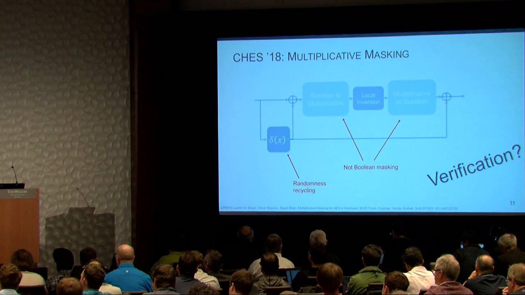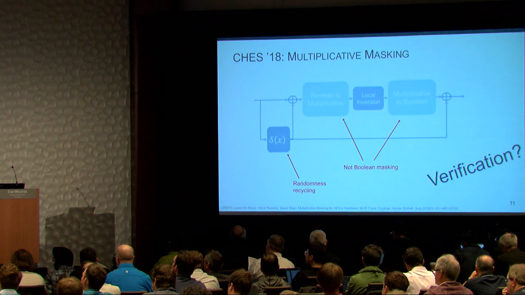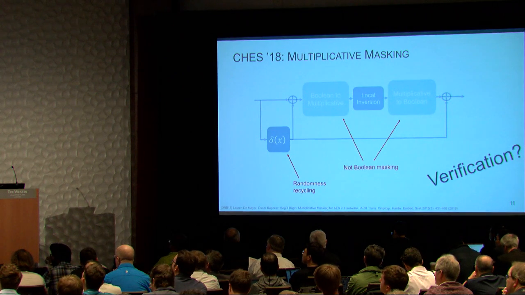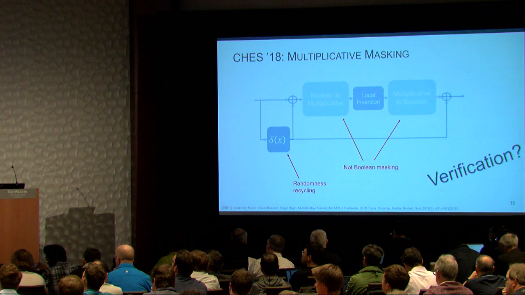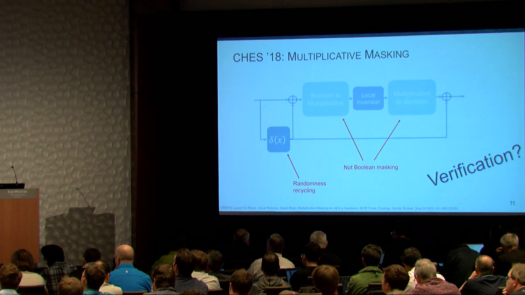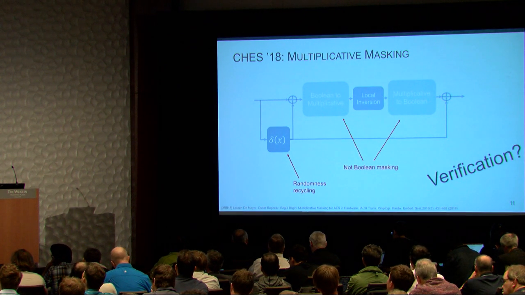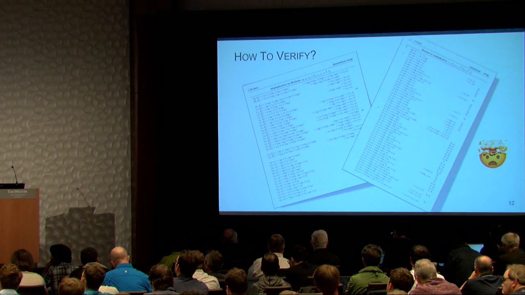The first being that we're using multiplicative masking, and a lot of the tools assume Boolean masking. And the second reason is that we have this block that reuses a lot of randomness, which also was not very compatible with the tools at that point. So as a result, we had to create a very long appendix of manual proofs.